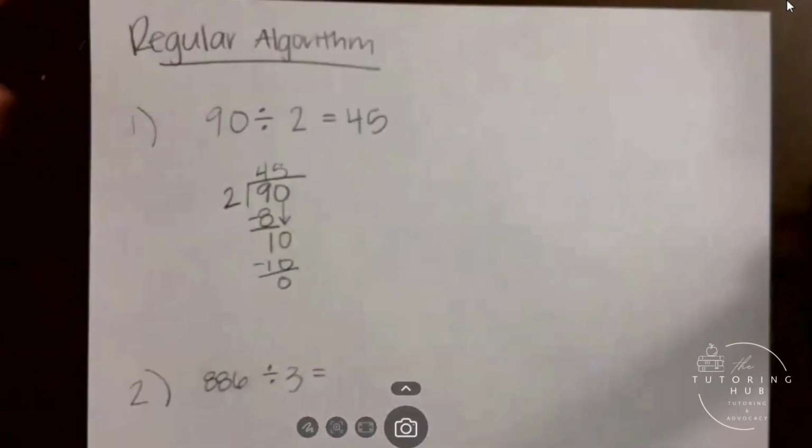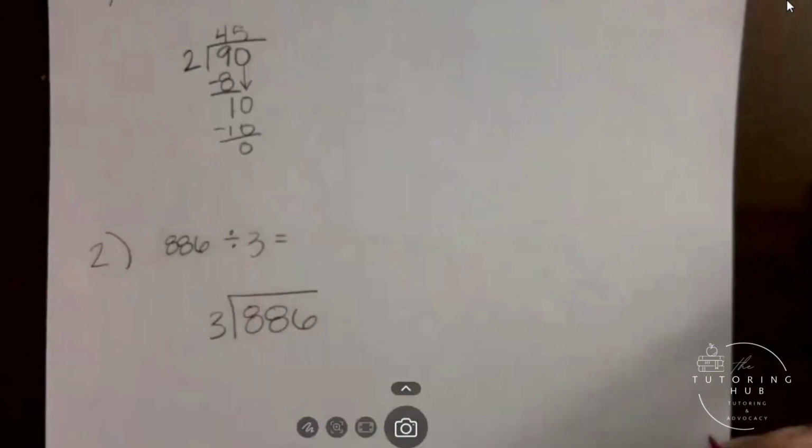Okay, we'll do one more, and we're going to do a 3-digit problem now. So my dividend is 886. That goes on the inside. And then on the outside, my divisor is 3. So now, just because I have 3 digits on the inside and 1 on the outside, we can easily tackle this problem. We just need to think.